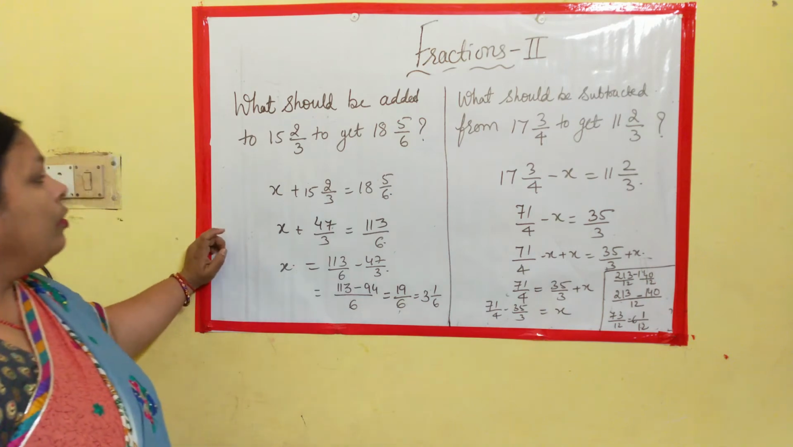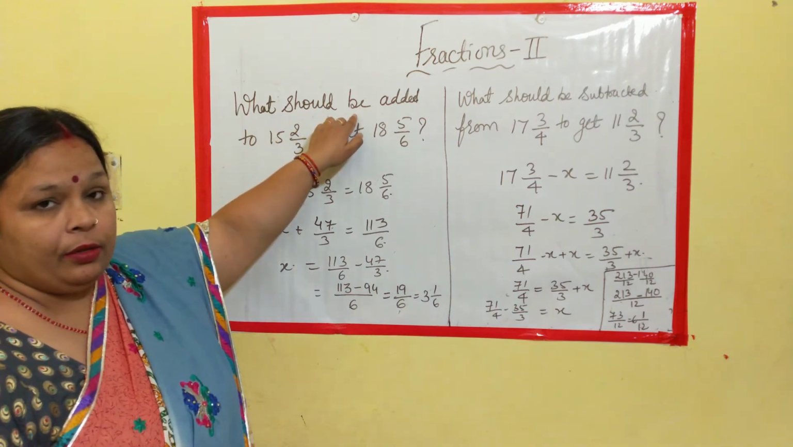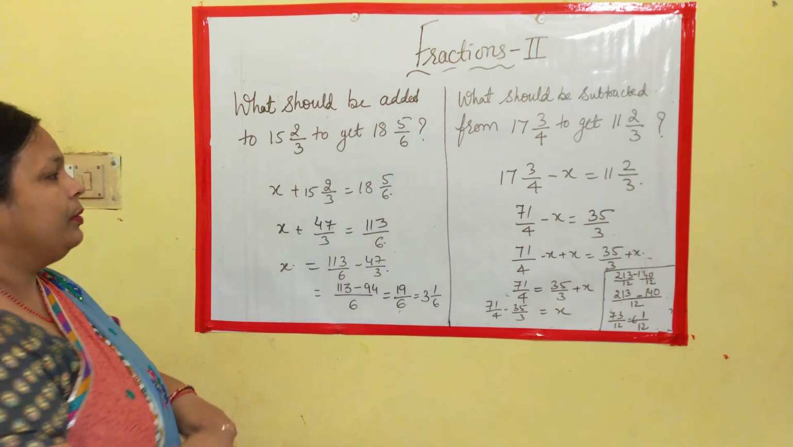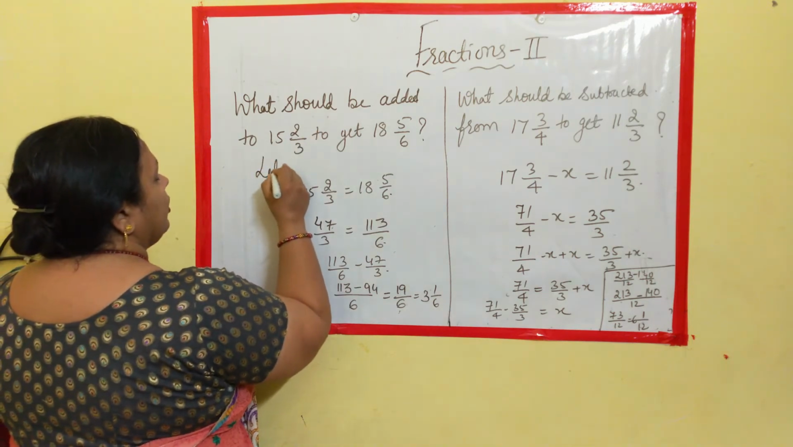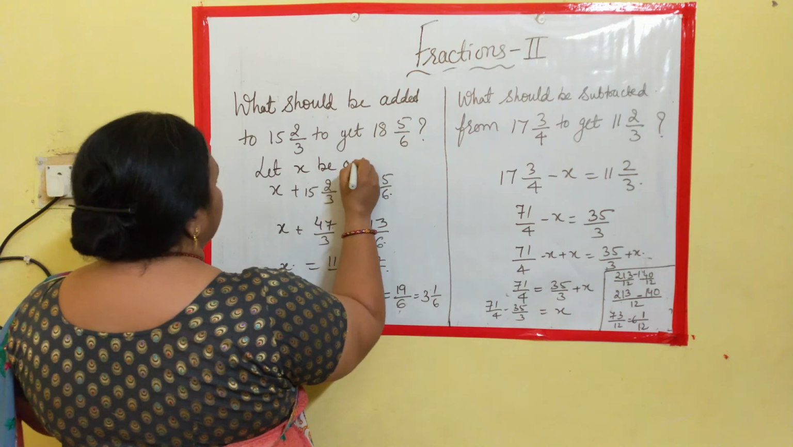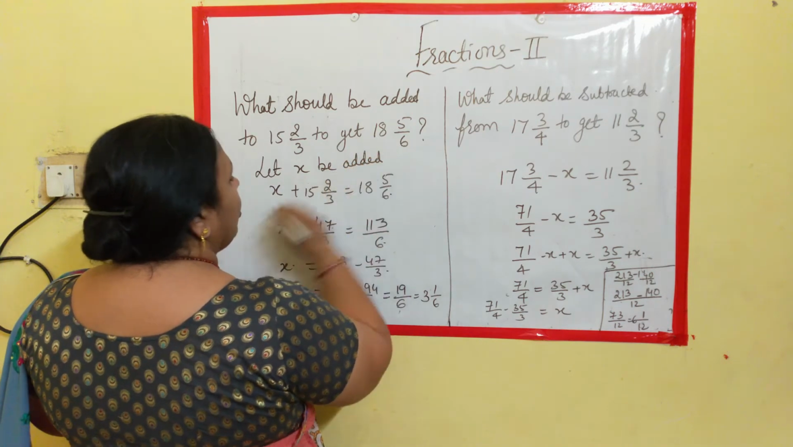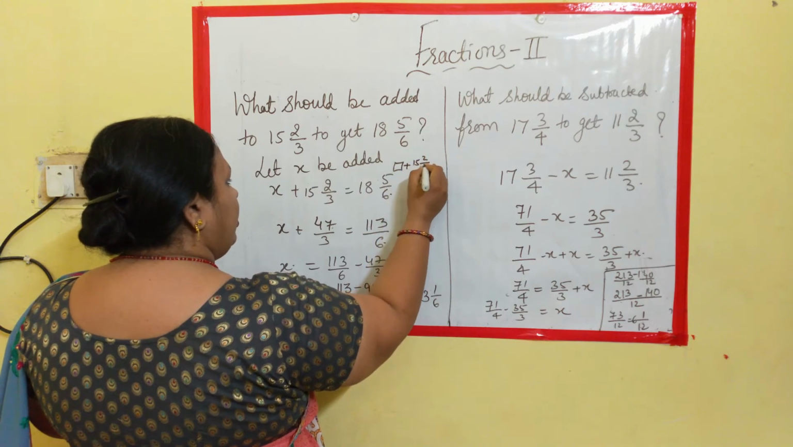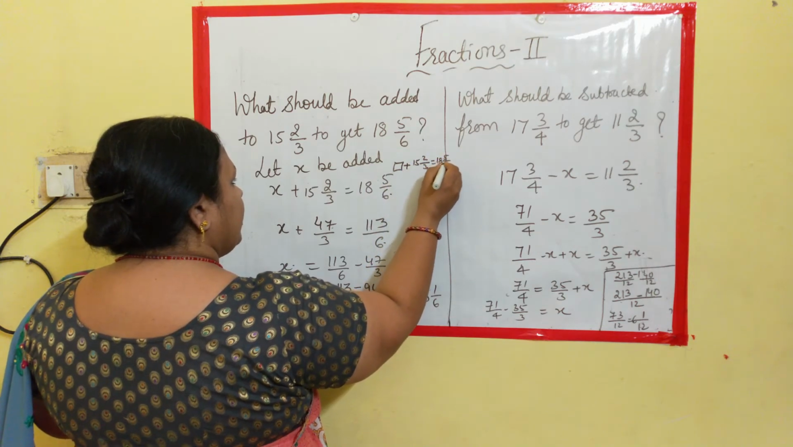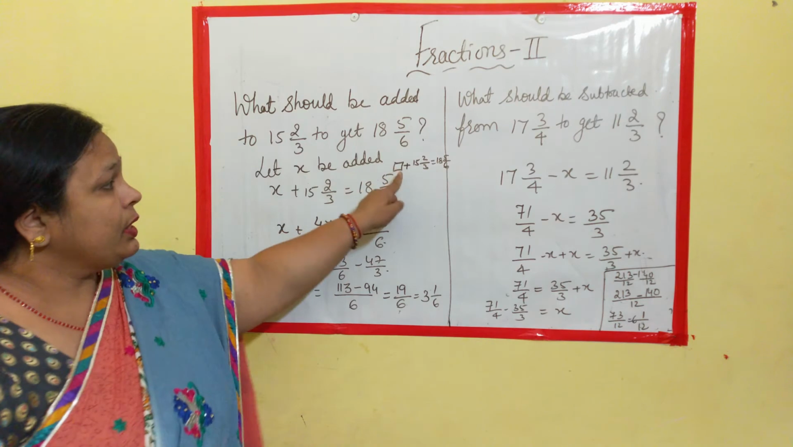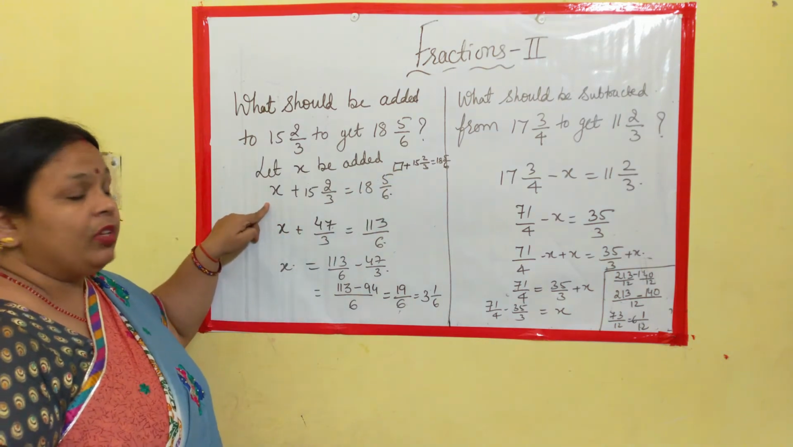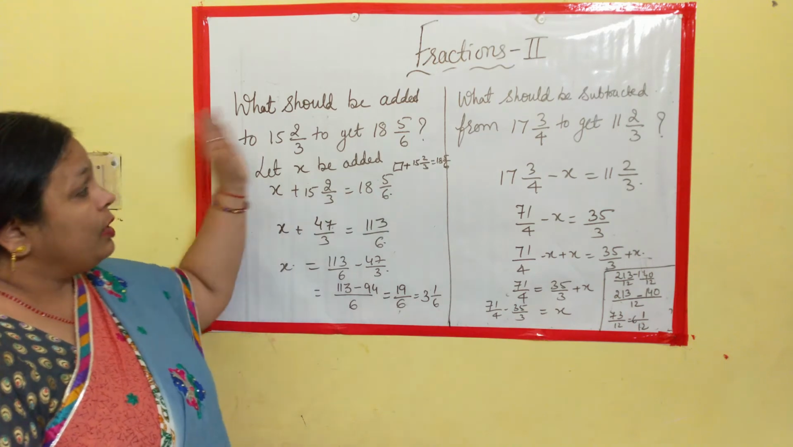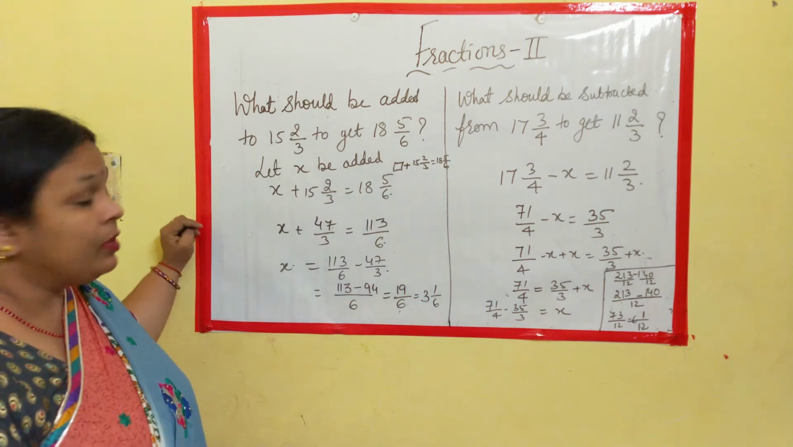So here, what should be added? What is to be added? Let x be added. This is to be added to 15 2 by 3 to get 18 5 by 6. Clear? Now what is this empty box? The empty box is written with x. x plus 15 2 by 3 is equal to 18 5 by 6. The statement is converted into mathematical representation.